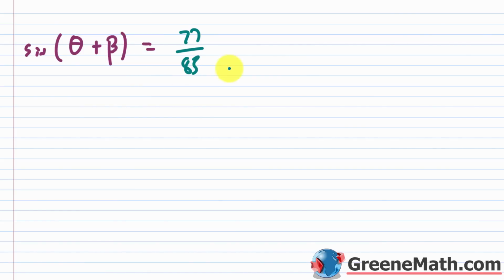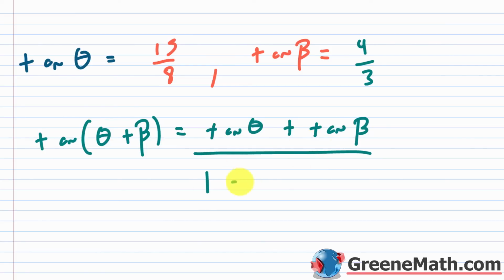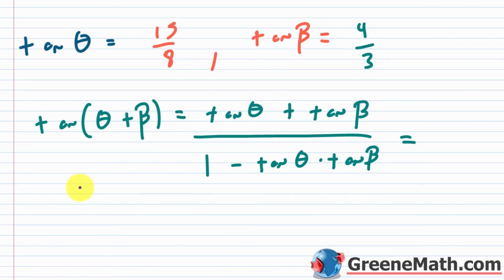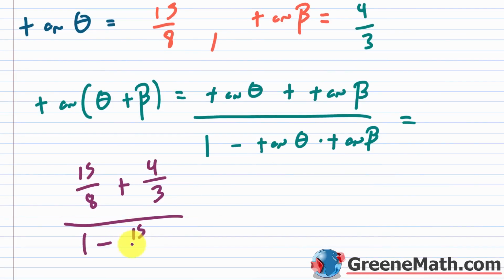Okay, so let's just bring that to a new sheet, and I'll put the tangent of theta plus beta right here. Okay, so for the tangent of theta plus beta, this is the tangent of theta plus the tangent of beta over 1 minus the tangent of theta times the tangent of beta. So let's see what we're going to have. So the tangent of theta is 15 over 8. Then plus the tangent of beta is 4/3. This is over 1 minus the tangent of theta, again, is 15 over 8. And then times the tangent of beta, which is 4/3.